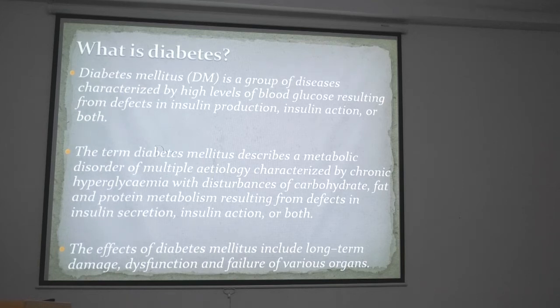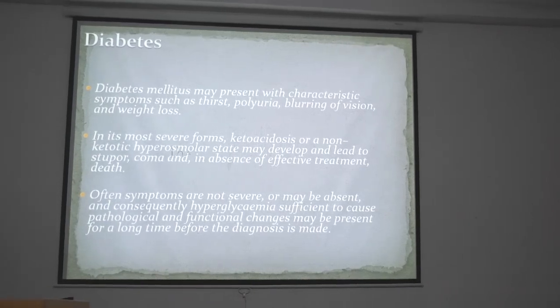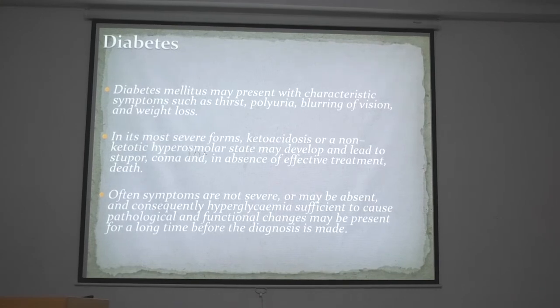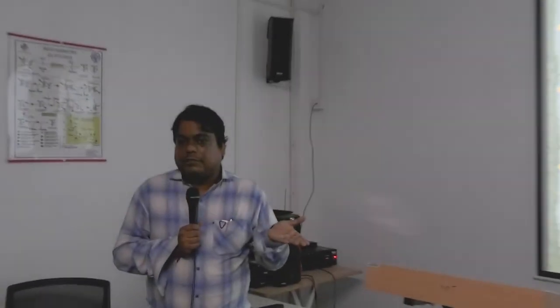Okay, now we change the slide. Next slide. Diabetes mellitus may present with characteristic symptoms such as thirst, polyuria, blurring of vision, and weight loss. So weight loss is ultimately among the symptoms of type 1 diabetes and type 2 diabetes. In both types of diabetes, weight loss is an important symptom. And in type 2 diabetes, there is also a weight gain process.